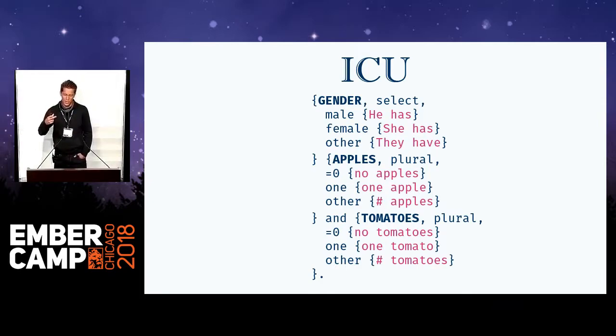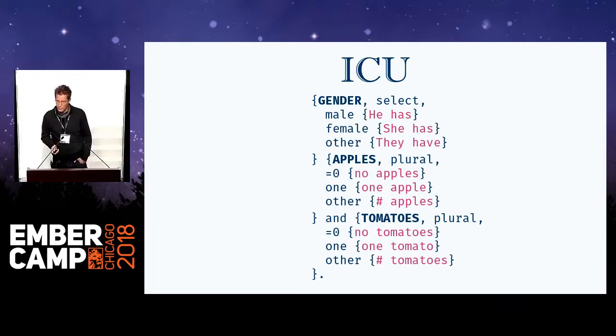So we're calling the handlebars the ICU helper select, putting in the gender variable, and then deciding if gender is male, we put in he has. If gender is female, we output she has. And if it's basically anything else, we use they have.